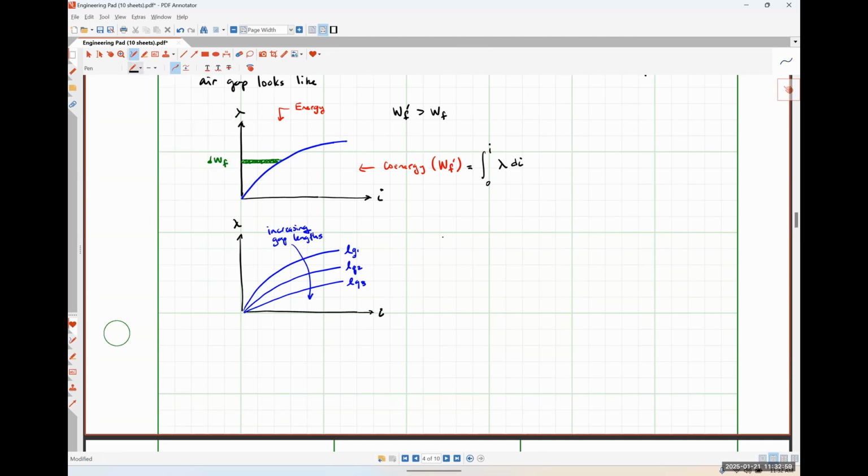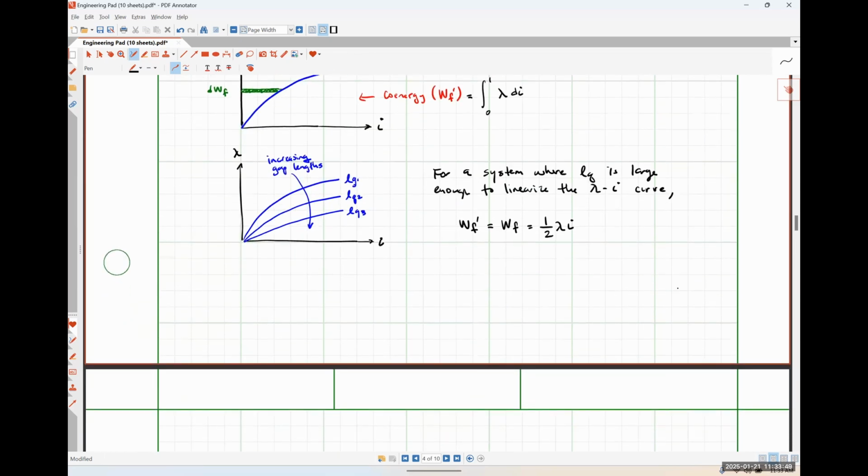So for a system where LG is large enough to linearize the flux linkage current curve, our co-energy, WF prime, will be equal to our energy WF, and this will literally just be 1/2 times our flux linkage times our current. It's literally just the area of a right triangle. Right?